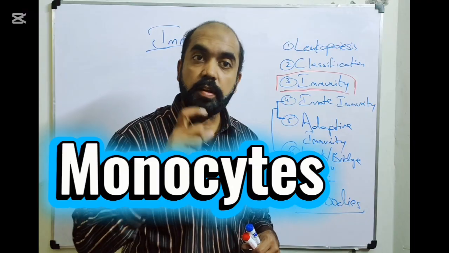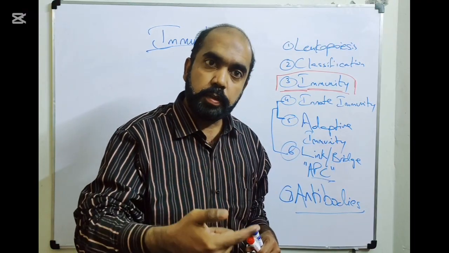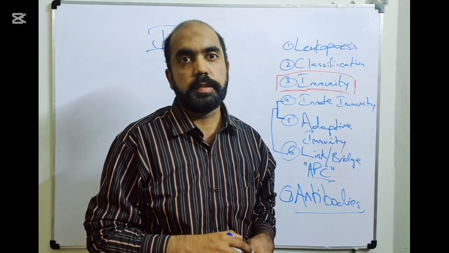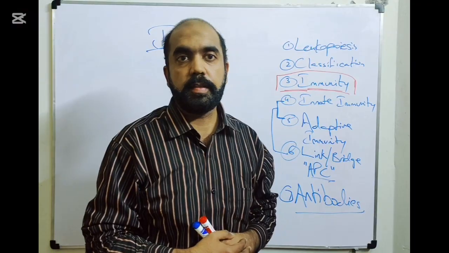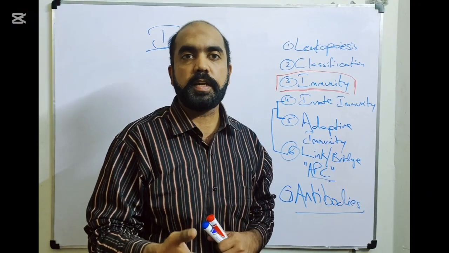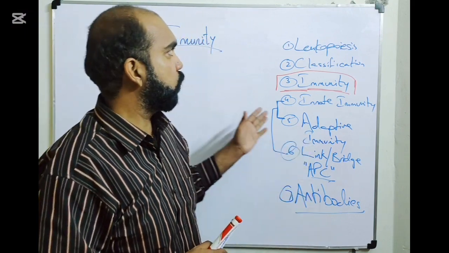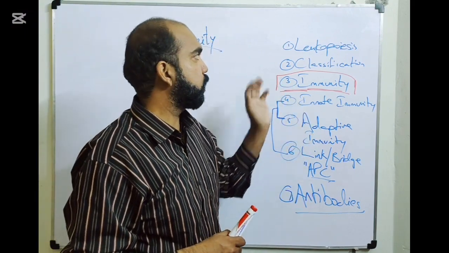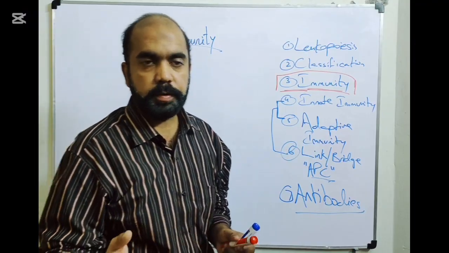Monocytes are the largest white blood cells circulating in the blood. When they migrate into the tissues, they are known as macrophages. And the agranulocytes are lymphocytes, T lymphocytes and B lymphocytes. This was a quick overview of the production of white blood cells and the classification. Now the main topic is immunity, which has already been defined.